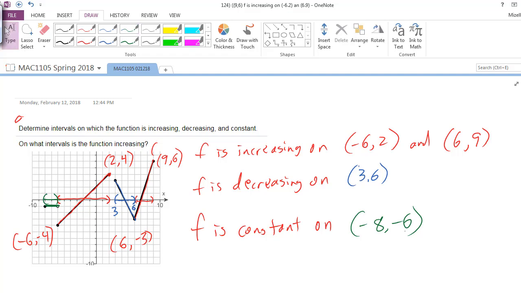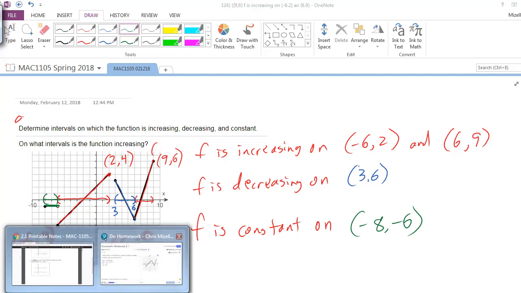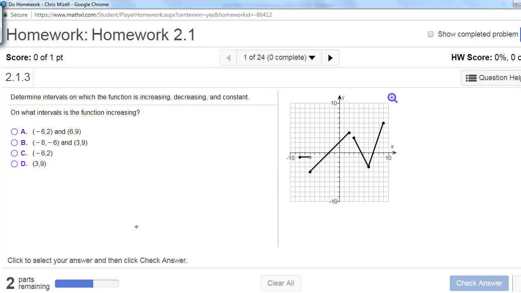Now go back to MyMathlab and just make sure that's the sort of thing they're looking for. It's multiple choice, so it should be easy enough to figure that out. What intervals is the function increasing? I think we said it was increasing on the interval from -6 to 2 and 6 to 9. We'll check that.